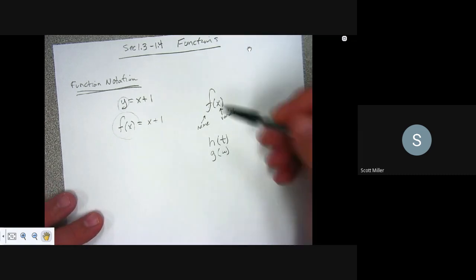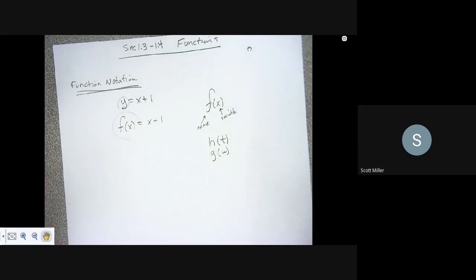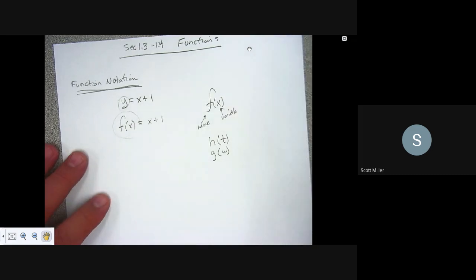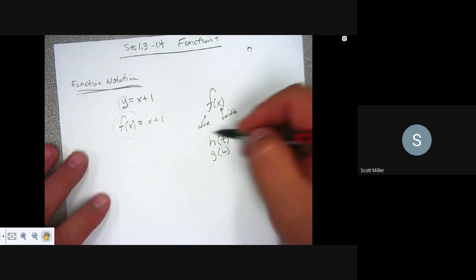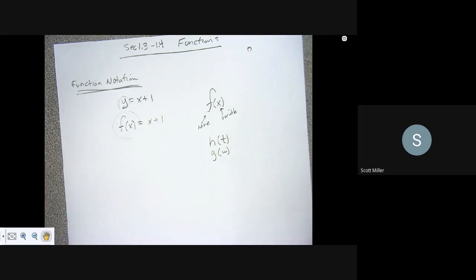Don't use the function name f and a variable name f. Don't do that, okay? That gets kind of weird. But that's what this is. So this is what function notation means, okay? And we'll explore this a little bit more as we go throughout the day.